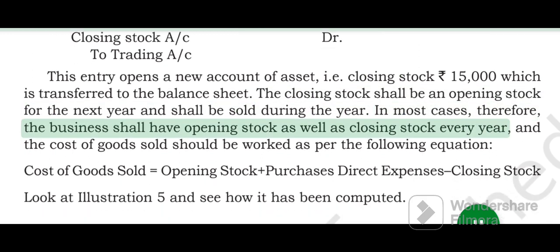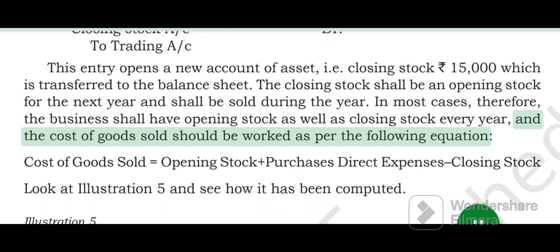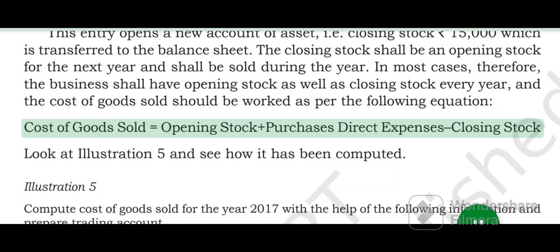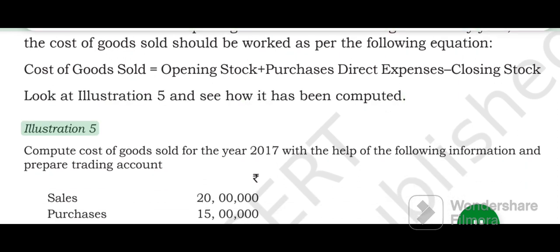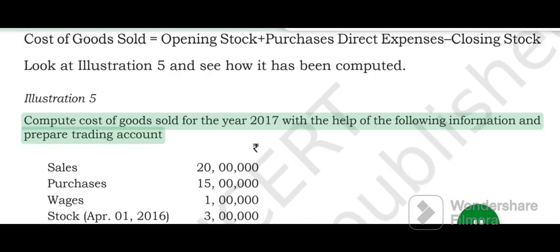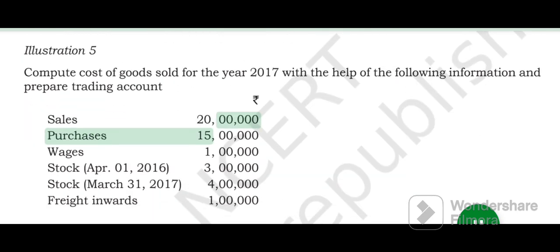In most cases, therefore, the business shall have opening stock as well as closing stock every year, and the cost of goods sold should be worked out as per the following equation. Cost of goods sold equals opening stock plus purchases plus direct expenses minus closing stock. Look at illustration 5 and see how it has been computed. Illustration 5. Compute cost of goods sold for the year 2017 with the help of the following information and prepare a trading account. Sales 20,000,000.